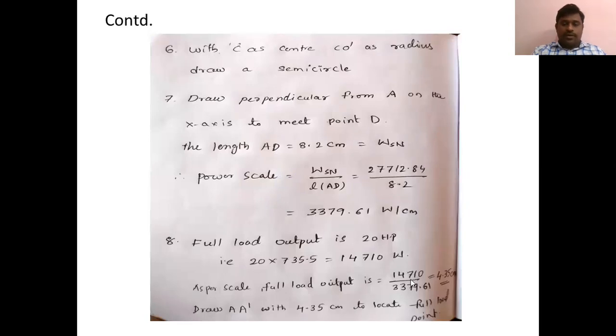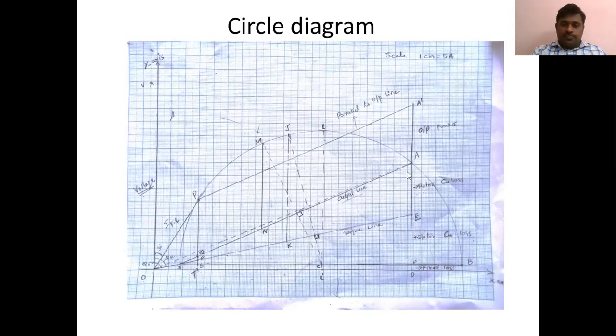The output power you have to draw on this line. You have to extend the output power up to A dash. Then, for this output line O dash A, you have to draw a parallel line. So P A dash is your line parallel to O dash A.